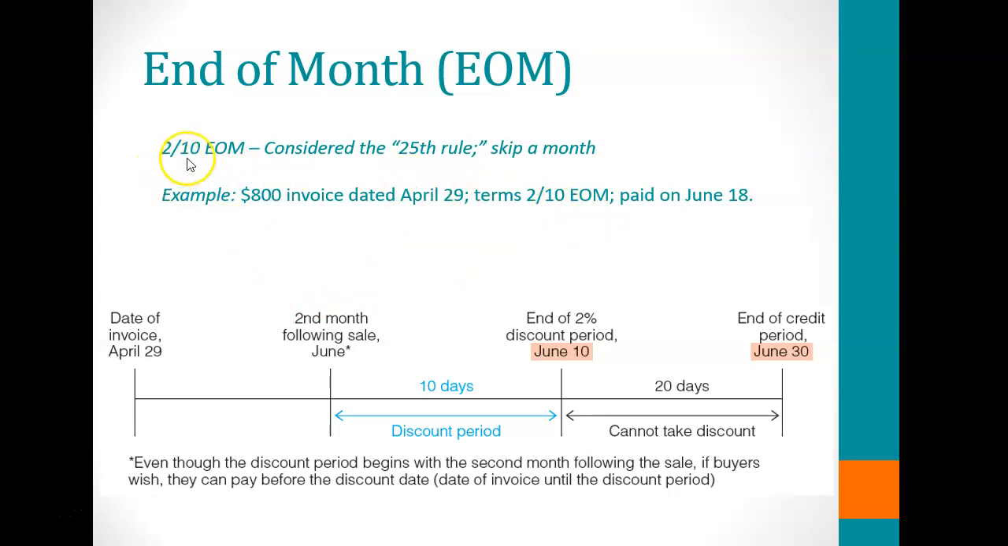So again, if you see 2/10 EOM, and they have the skip a month icon there as well, that means that you will skip the month after the invoice date, which would be May. As long as you pay, in this case, by June the 10th, you receive the discount. In this case, we paid on June 18th, which means wah, wah, wah. We pay after the discount period. Therefore, we're going to forfeit that 2% discount. So the full amount we have to pay for this situation will be the entire $800.